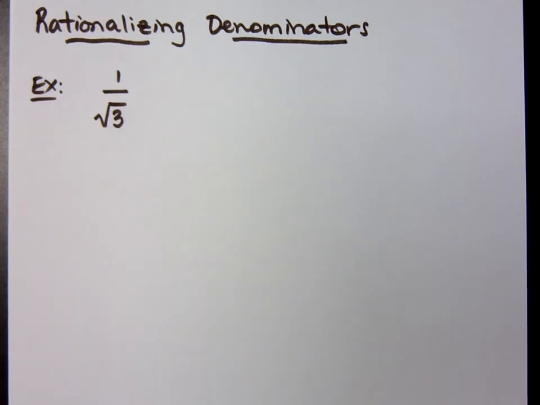Now I know for some of you, you're like, oh, that's no problem, Mr. Craig, I just wouldn't even write the radical sign to begin with. But that's not really valid. What do you think we can do here? What do you think is a valid thing that we can do with fractions?